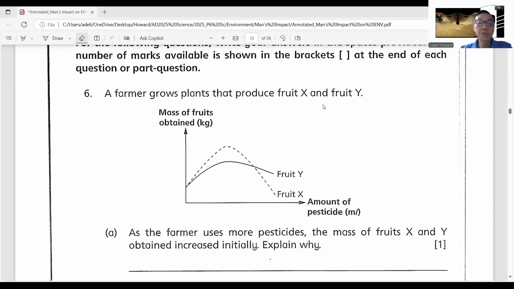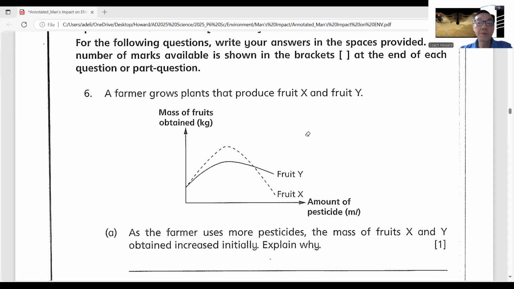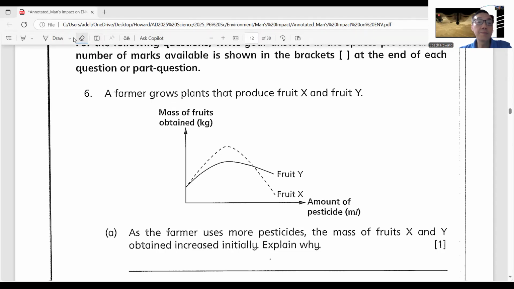Okay, let's look at this question. It's a typical PSLE open-ended question. Look at the axis. The vertical axis shows mass of fruits in kilogram, the horizontal axis shows amount of pesticides in milliliters. So as you can see, as the amount of pesticide increases, both fruit X and fruit Y experience an increase in the mass of fruit until a certain limit.